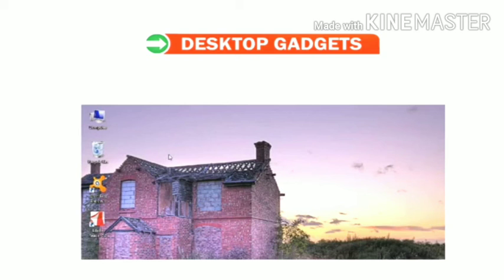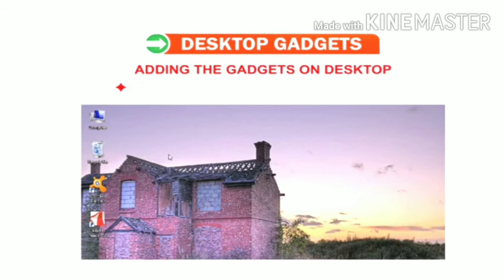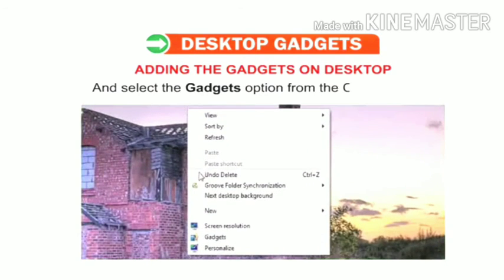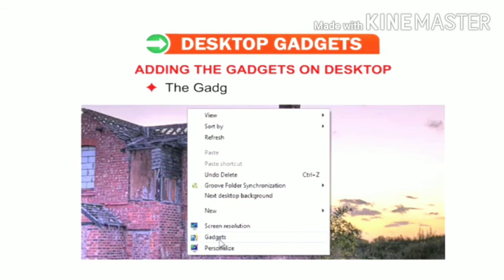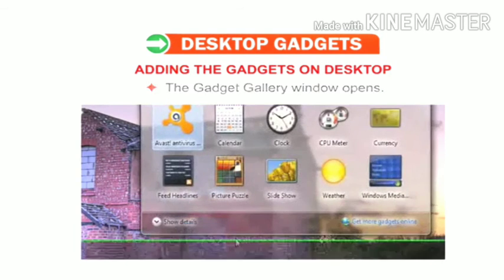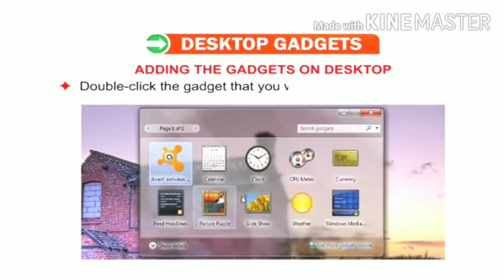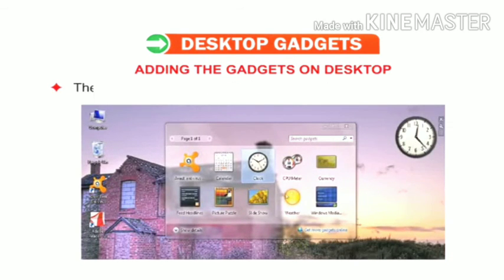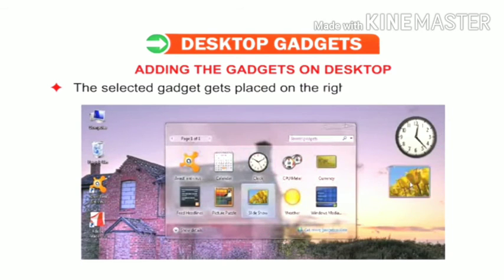Okay, now we will learn how to add gadgets on the desktop. Right-click on the blank area of the desktop and select the Gadgets option from the context menu. The Gadget Gallery window opens. Double-click on the gadget that you want to place on the desktop. The selected gadget gets placed on the right side of the desktop. Students, you can download more gadgets by clicking on the link Get More Gadgets Online.